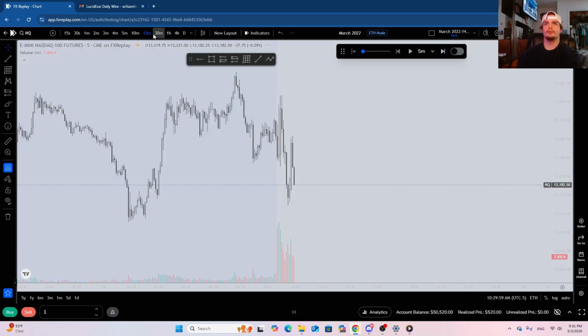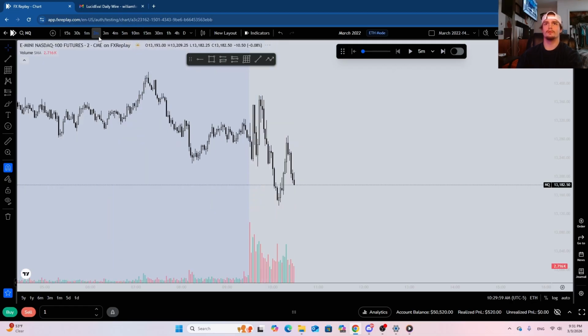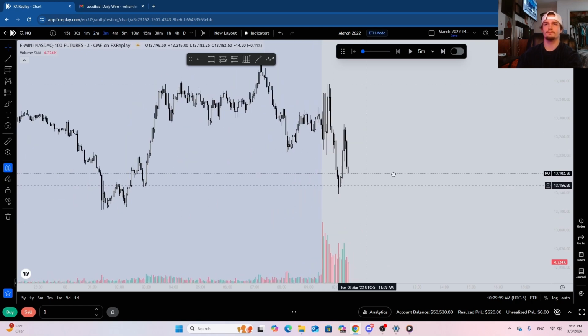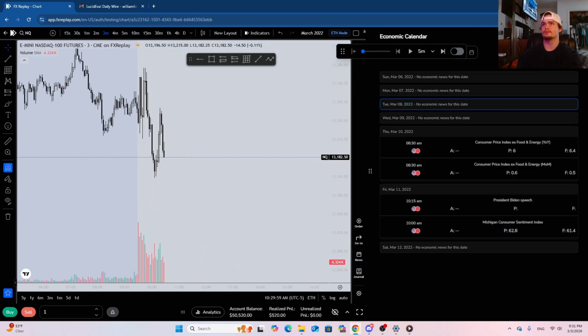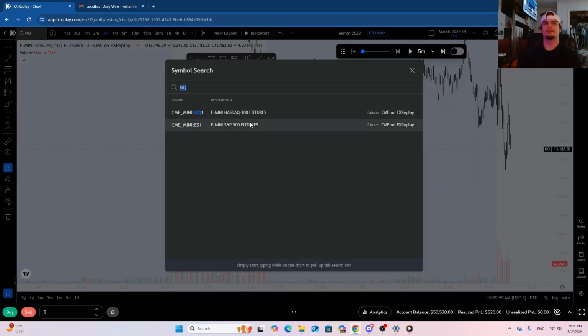So pretty choppy price action here, honestly. I don't really like how we're moving. I guess we do kind of have a V shape right here. Do we have any news this day? Yeah, no news until Thursday, which is CPI. Is ES above these lows still?